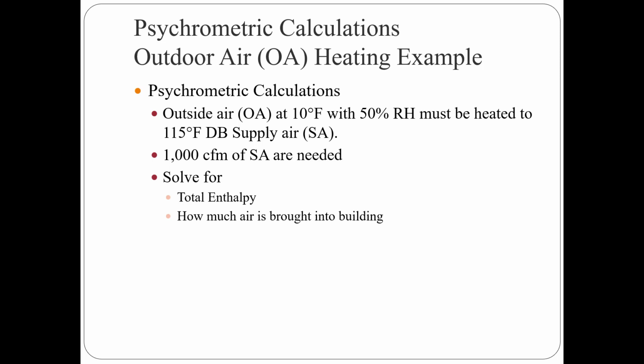So in this particular scenario, we're given that the outside air temperature, the dry bulb temperature, is 10 degrees Fahrenheit. Pretty cold, probably not Clemson, South Carolina, but 10 degrees Fahrenheit and 50% relative humidity. And we're going to need to heat that air up to 115 degrees to bring it into our building and heat the space. And then it further tells us that we need 1,000 cubic feet per minute of supply air at 115 degrees coming into the building.